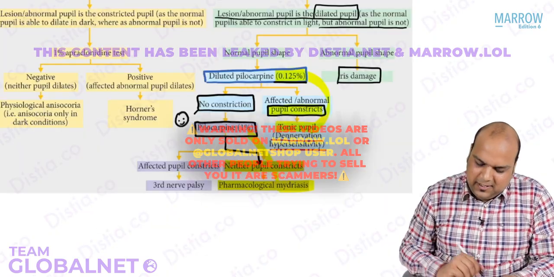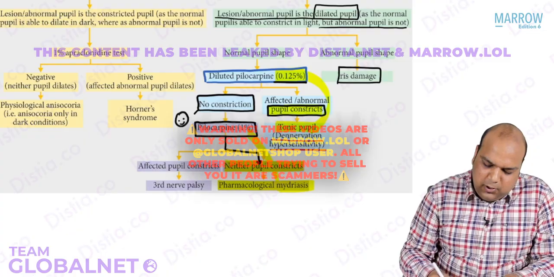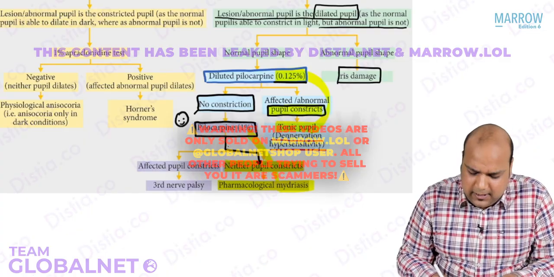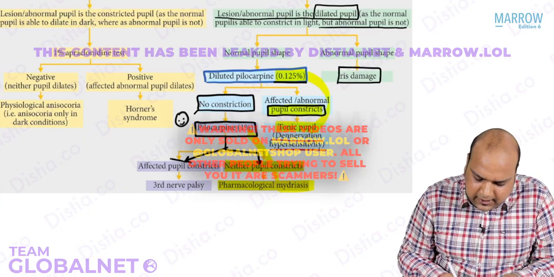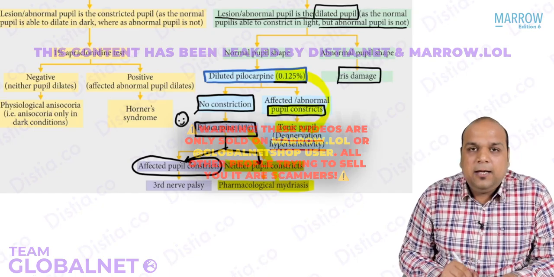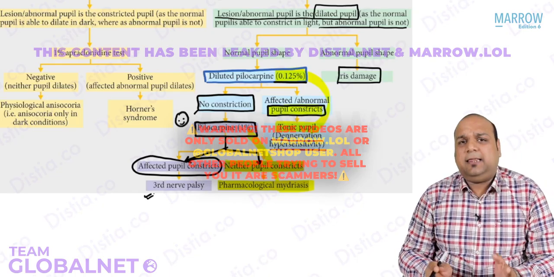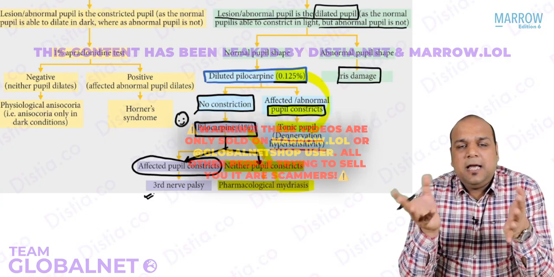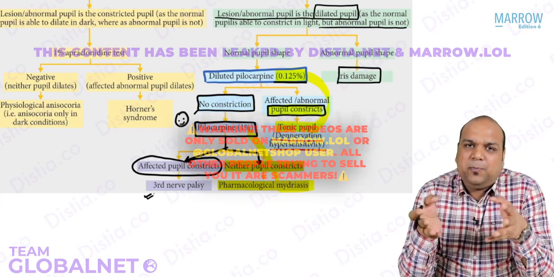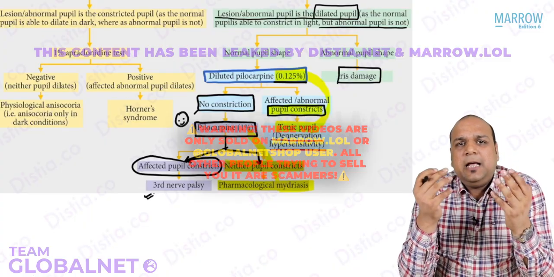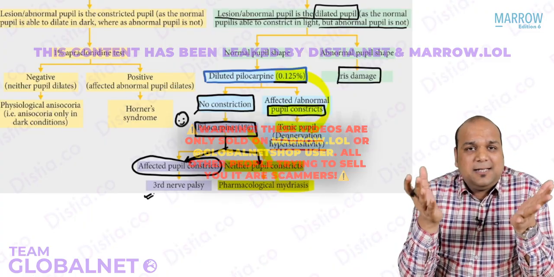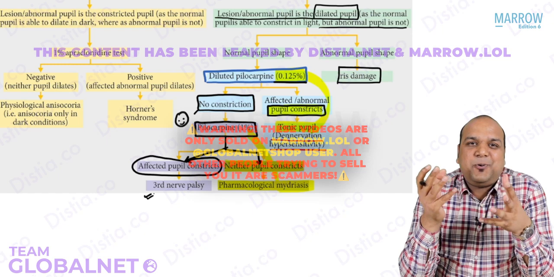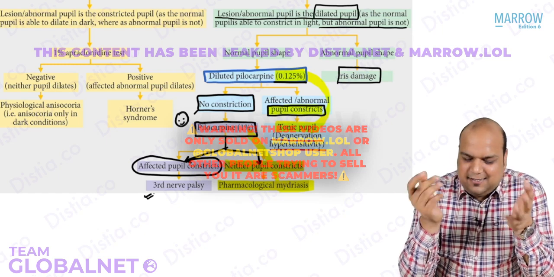Okay. Now, lastly, if I put pilocarpine 1% and my affected pupil constricted, that means I had some other cause like third cranial nerve palsy. Third cranial nerve palsy also leads to mydriasis, but in that case, my pupil will be able to constrict with 1% pilocarpine. That is how we resolve the dilemma of anisocoria in light conditions.